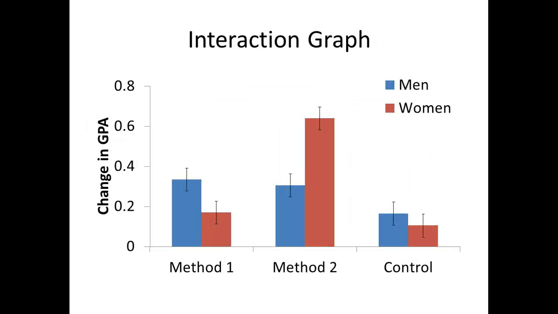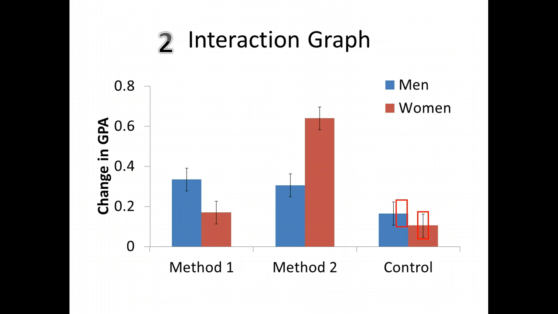If the interaction had been significant, then I would not do Tukey tests, and instead, as the second step, would look at this interaction graph. Okay, if we look at method 1, those 2 standard error bars do not overlap. For method 2, they do not overlap.